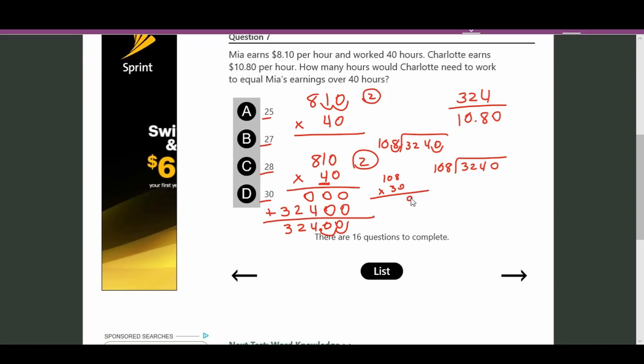8 times 0 is 0. 0 times 0 is 0. 1 times 0 is 0. Drop down a 0 before we start working on this. 3 times 8 is 24. Carry the 2. 3 times 1 is 3. Plus 2 is... Oh, did I make a mistake? Let me see.